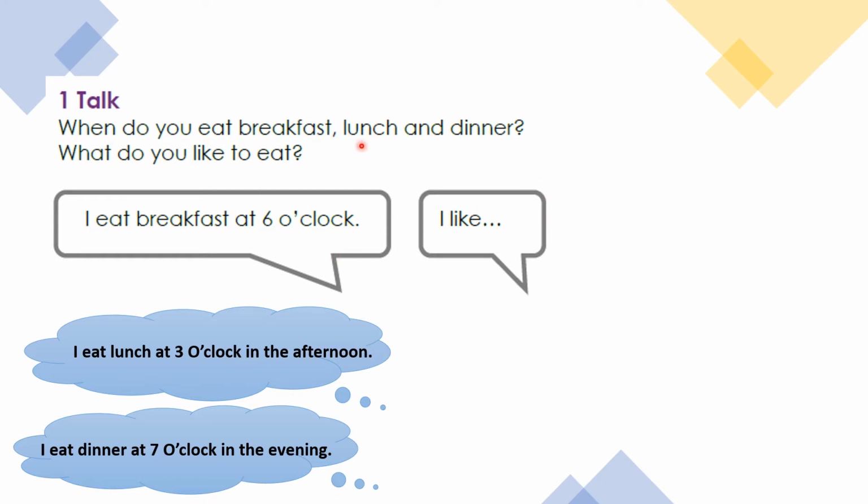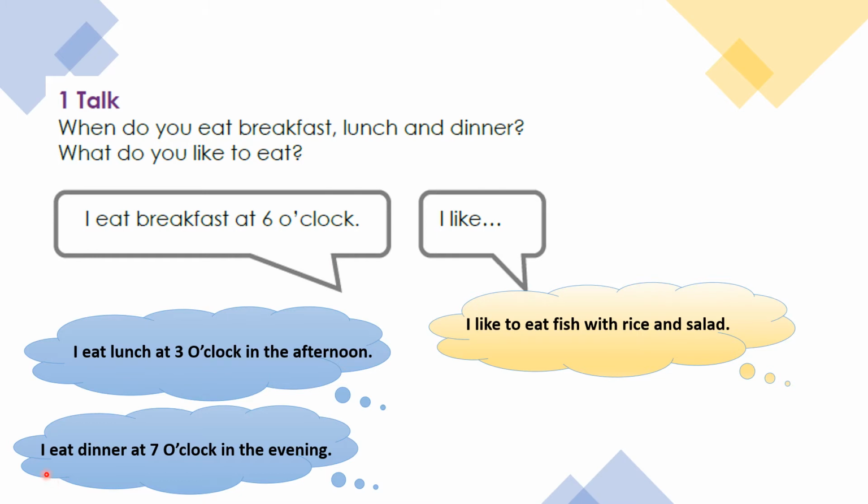What about lunch? We usually eat lunch at 3 o'clock in the afternoon or at 2 o'clock in the afternoon, and you can change the timing, of course. As for dinner, for me, I eat dinner at 7 o'clock in the evening.